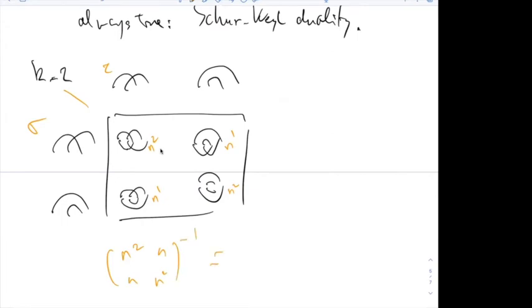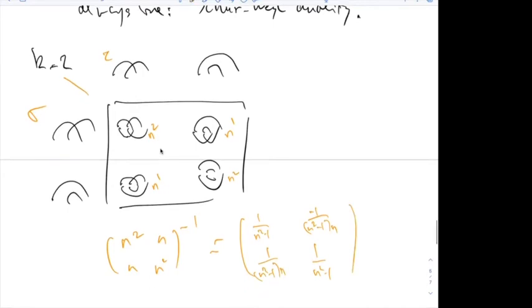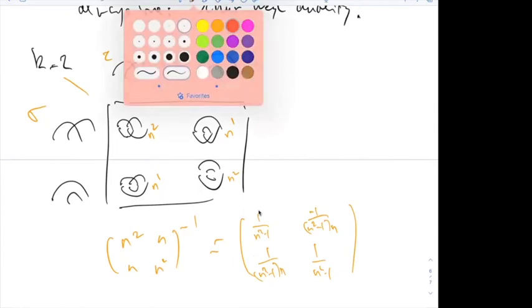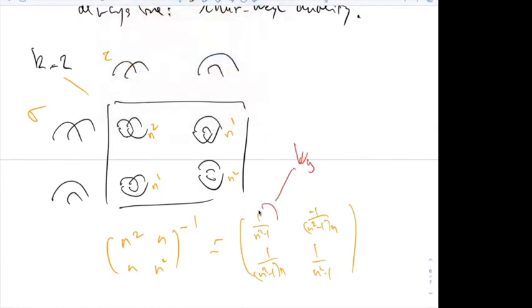And I can tell you by heart the inverse. The inverse is 1 over n square minus 1, minus 1 over n square minus 1 times n, minus 1 over n square minus 1 times n, 1 over n square minus 1. You just ask Mathematica to check if you want, okay? And that's it. That's the end of the talk. This is the Weingarten coefficient, Weingarten n sigma tau.